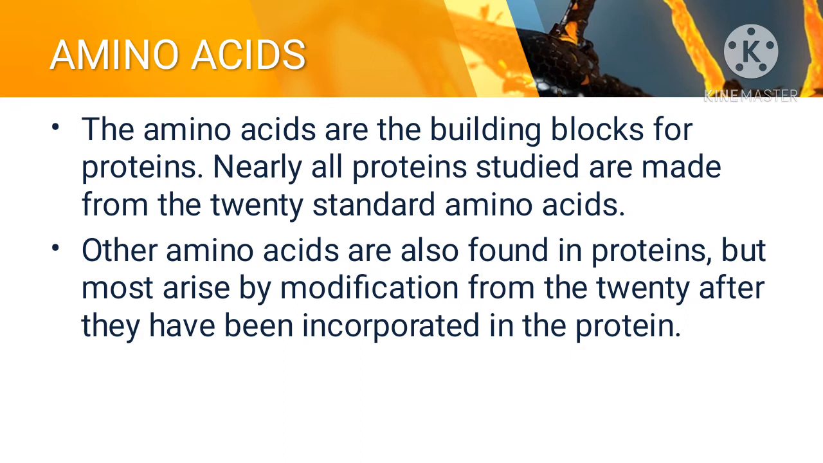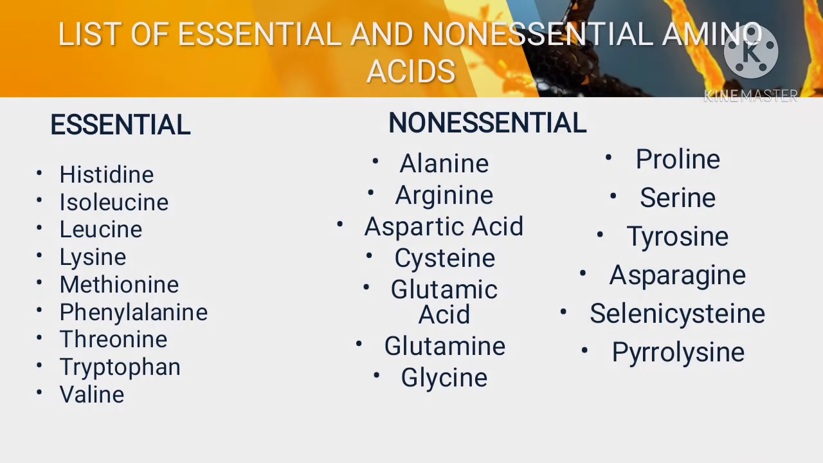The amino acids are the building blocks for proteins. Nearly all proteins studied are made from the 20 standard amino acids. Other amino acids are also found in proteins, but most arise by modification from the 20 after they have been incorporated in the protein.